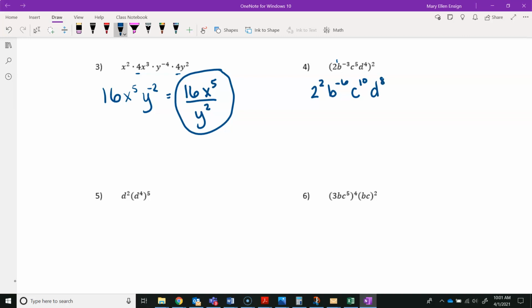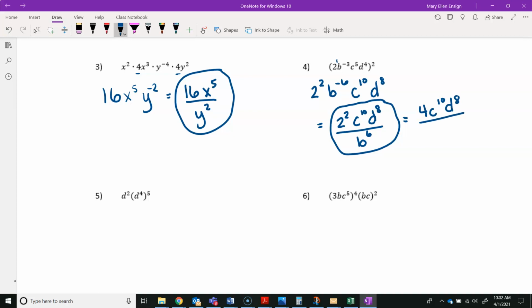We remember that our instructions asked us to put all of our answers having only positive exponents. So we know that we are going to keep 2 squared where it is, keep c to the 10th where it is, keep d to the 8th where it is, b to the 6th will go down to the bottom to be positive. Now you can leave it like this. In this case, 2 squared is such a simple number, it's just 4, so I would probably change it to 4 there, but either one is fine.